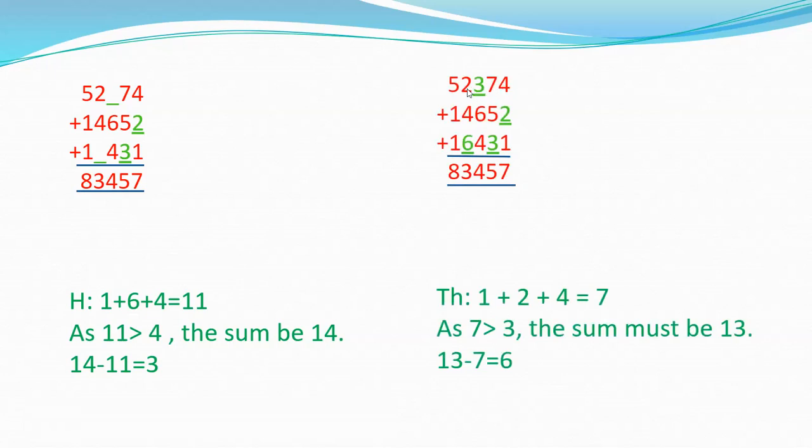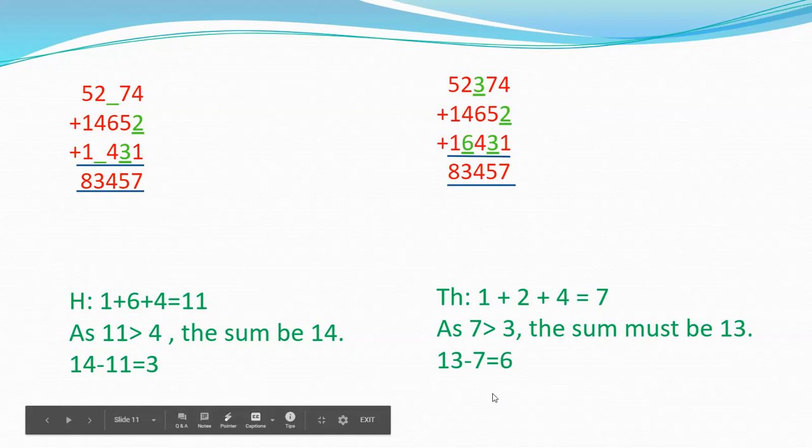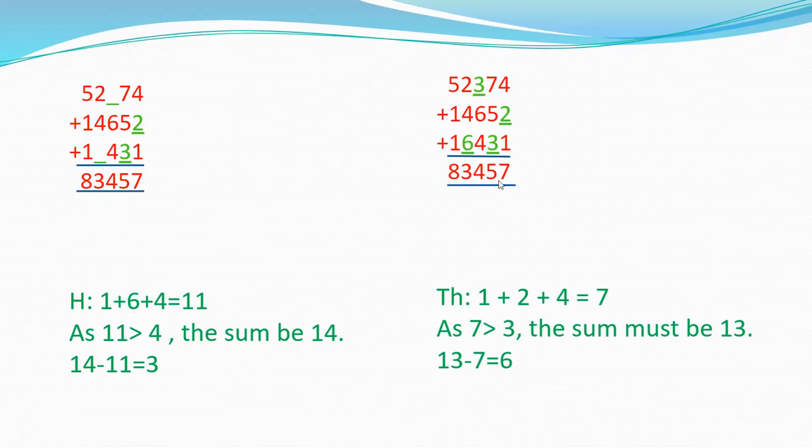Now we will do 1000. In 1000, 1 is carried. 1 plus 2 plus 4 equals 7. But the sum is 3. It means it is not 3. It will be 13. 7 is more than 3. The sum must be 13. 13 minus 7 equals 6. So which digit will come here? 6. Students, I think it's clear to all of you.